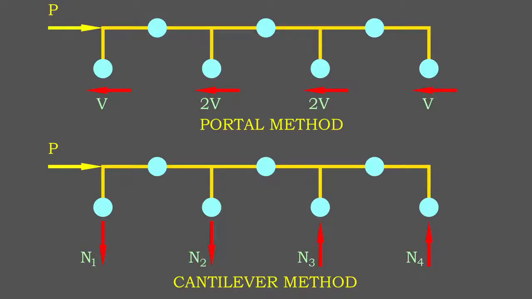Portal method is good to use for a uniform frame with low elevation. Under this condition, the frame response is governed by shear force. When neither of the frame conditions is fulfilled, we may use the cantilever method instead.